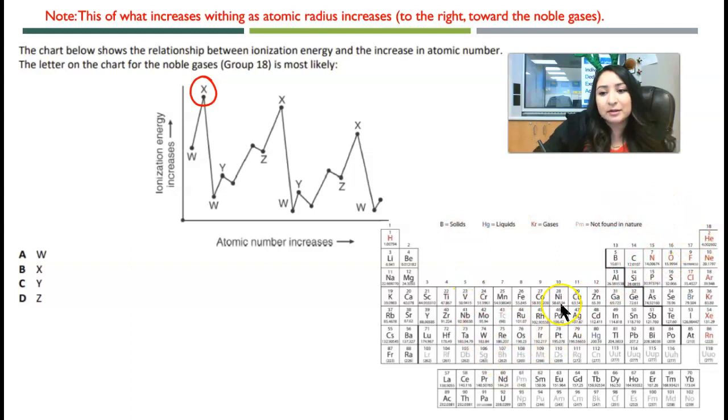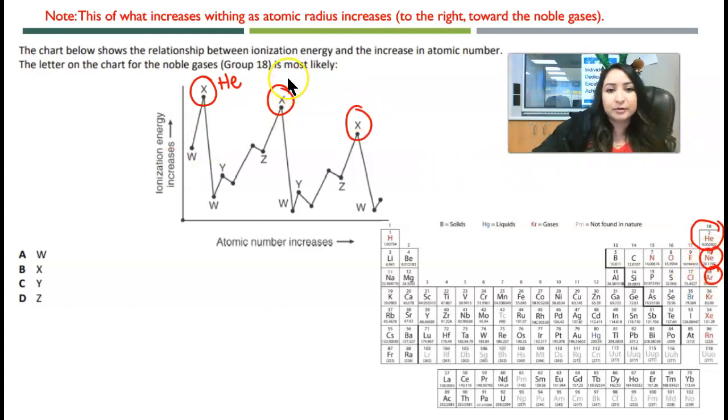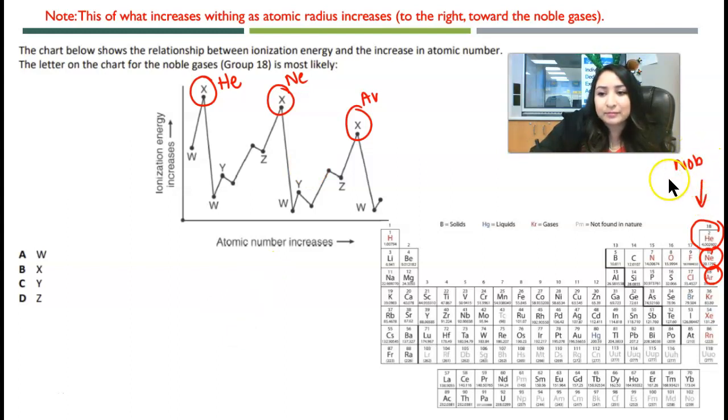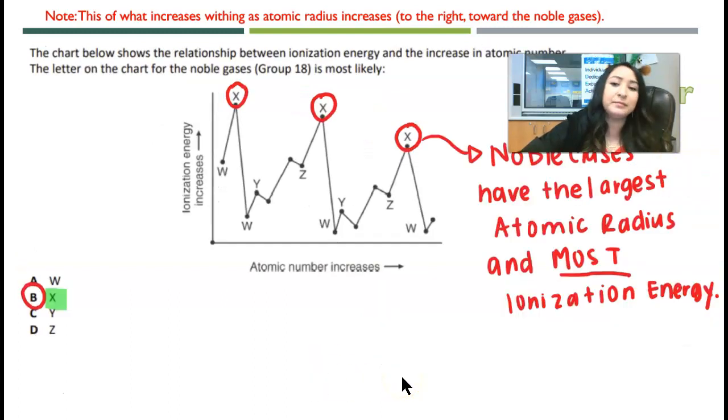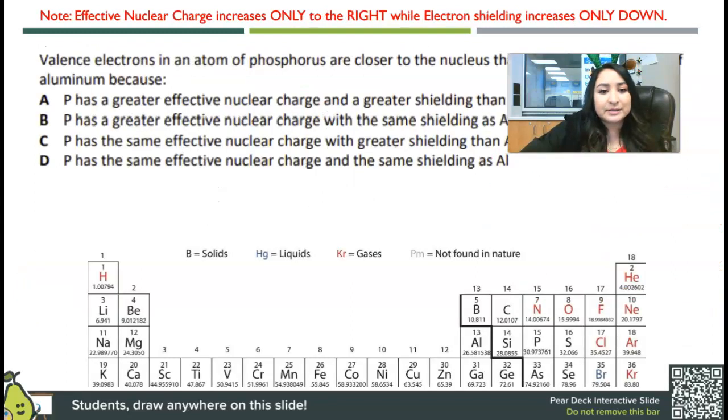Out of all of these elements on the periodic table, that is helium. Helium has the greatest ionization energy. So this one is most likely helium, which means these other ones are probably neon and argon. So that means that our group 18, which are your noble gases, so all of these here are your noble gases. Those are the ones that have the greatest ionization energy. So your answer is X.